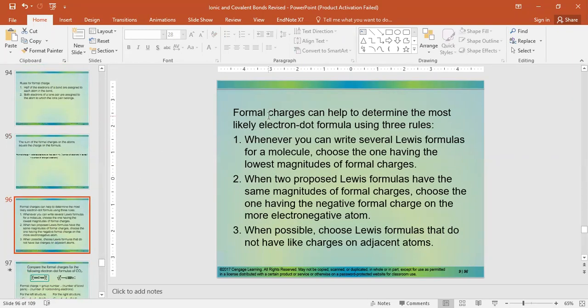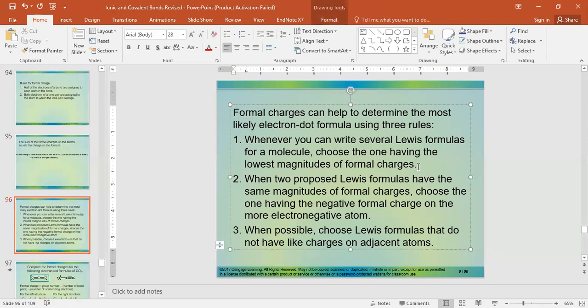Now, formal charges actually have some advantages. Whenever you can write several Lewis formulas of a molecule, you only choose the one having the lowest magnitudes of formal charges. And when two possible Lewis formulas have the same magnitudes of formal charges, then you choose the one having the negative formal charge on the more electronegative atom.